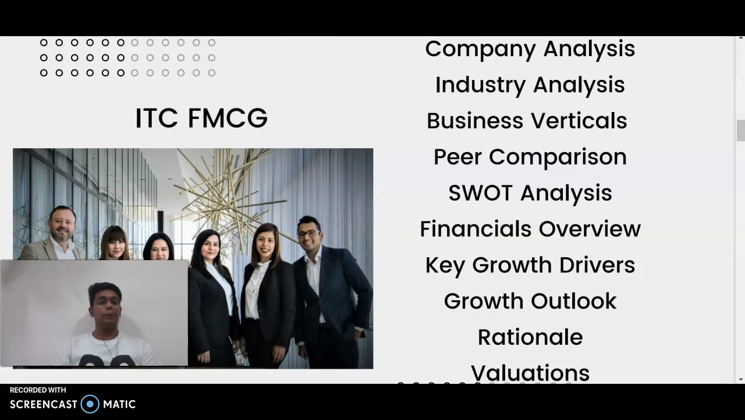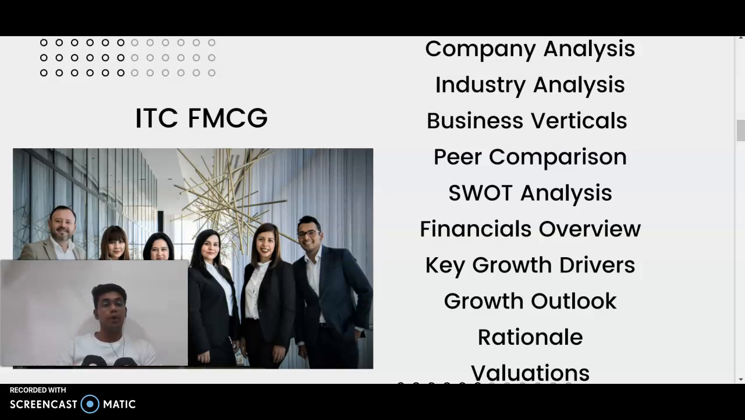Moving on to the next, how to make the research report. First is the company analysis. We are talking about the company in which all the details will come. Then industry analysis of the particular sector, like ITC is in different segments: FMCG, cigarettes, hotels, and agri business. So talking about that particular industry, what's the growth outlook? Are you familiar with the term that the FMCG sector will grow about 7 to 8% CAGR in the coming 5 years? These are very beautiful terms.